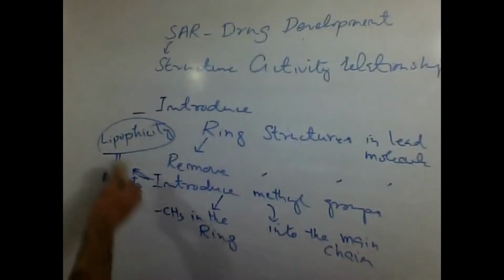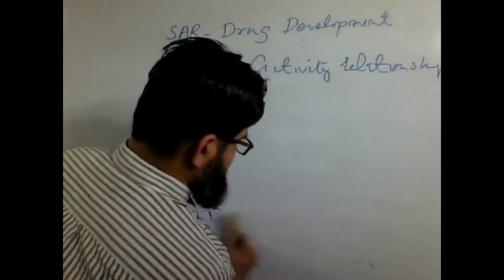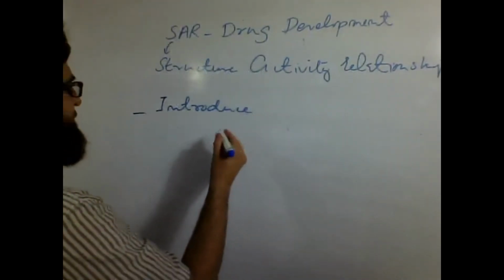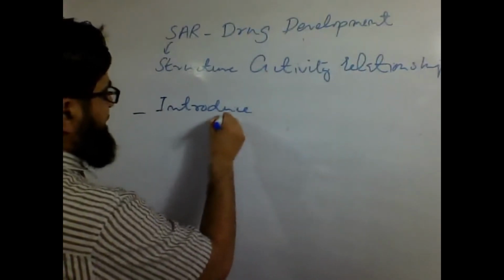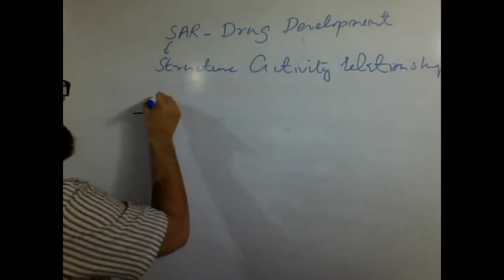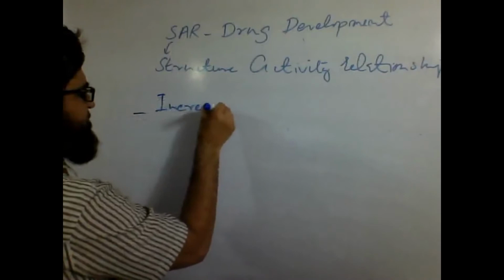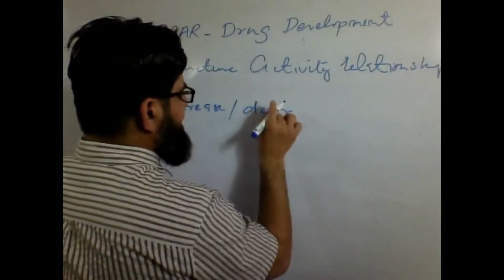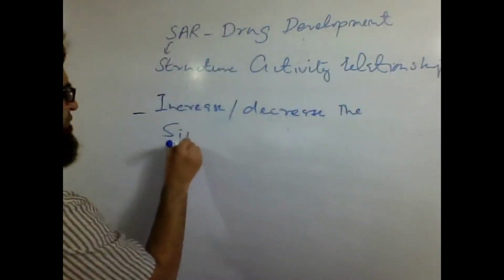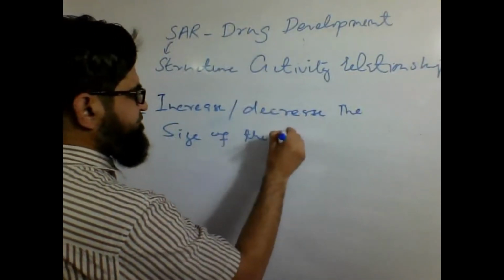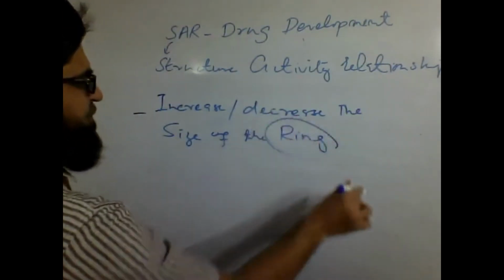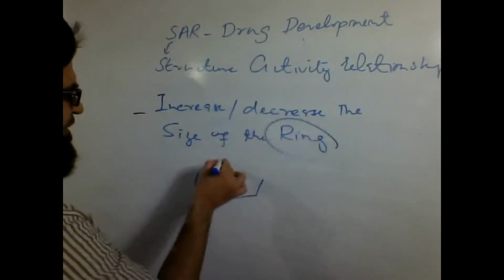Similarly, we could increase, or sometimes we could decrease, the size of the ring. If a lead molecule carries a ring structure, let's say you have a 6-member ring in the drug molecule.